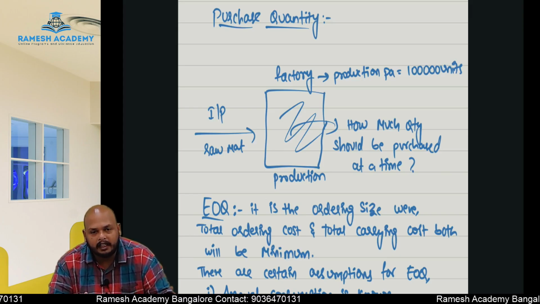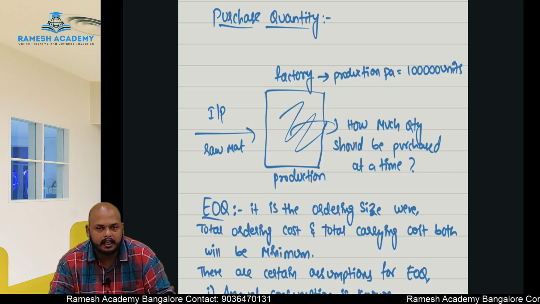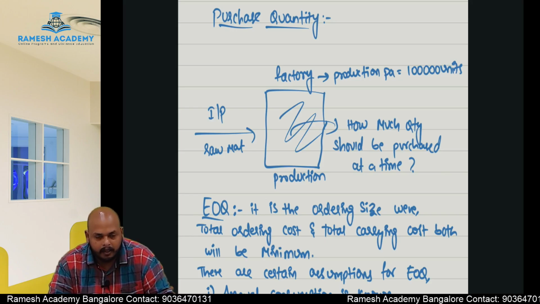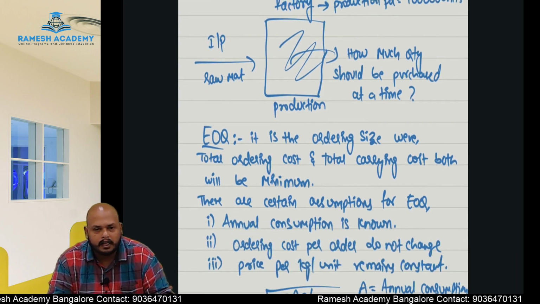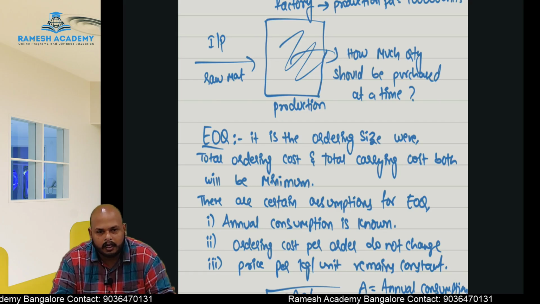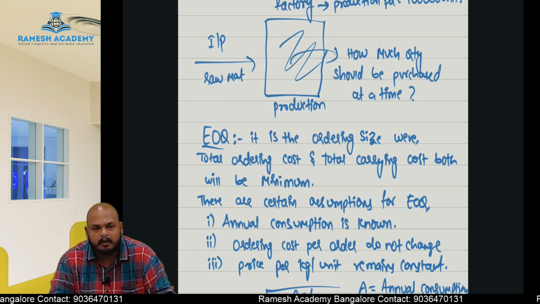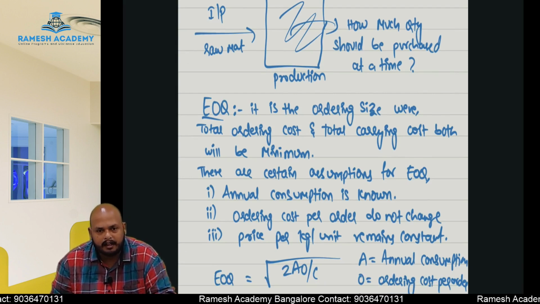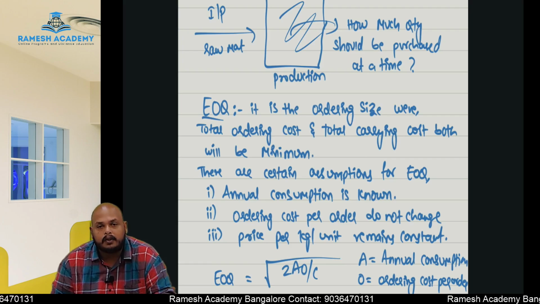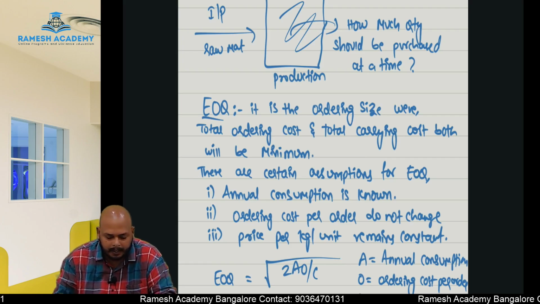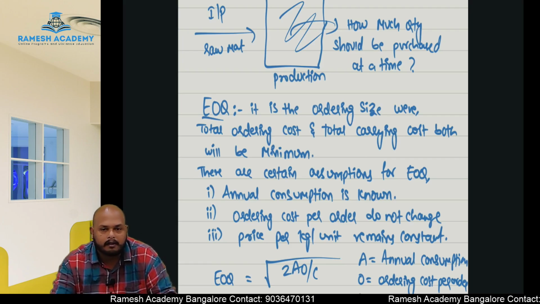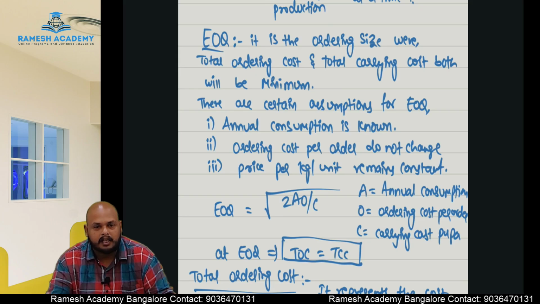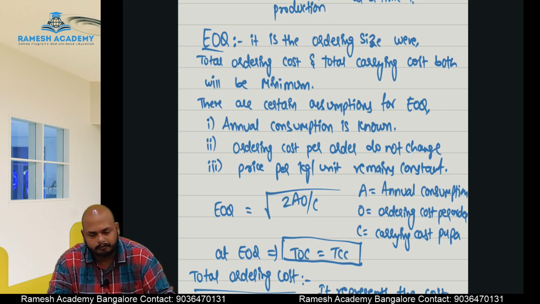That was a general-knowledge basis. But technically, in material cost, how much quantity should be purchased at a time? It is known by a concept called EOQ, economic order quantity. What do you mean by economic order quantity, sir? It is the ordering size where our total ordering cost and total carrying cost both will be minimum.